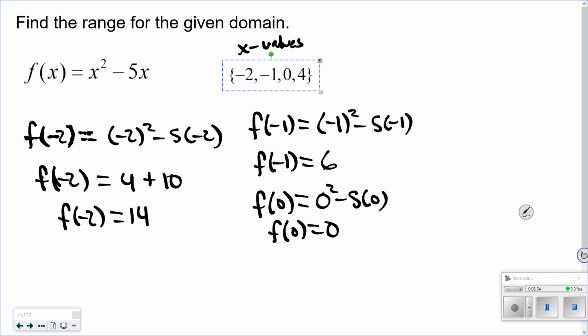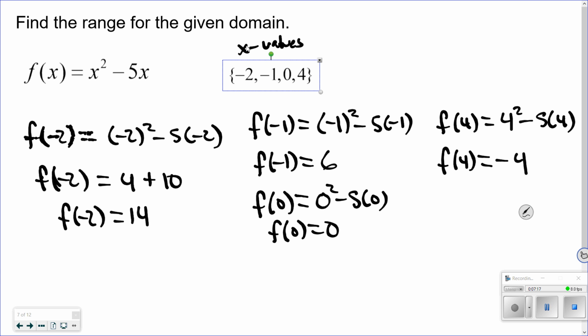And you would just keep going. We'd also plug in the 4. Let's do the last one. f of 4 is equal to, and I go 4 squared. I don't need the parentheses now because it's positive. You can put the parentheses if you want. So f of 4 is equal to 16 minus 20. That's what, negative 4? So find the range.